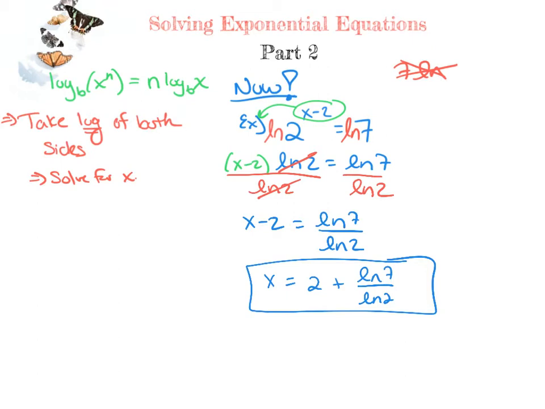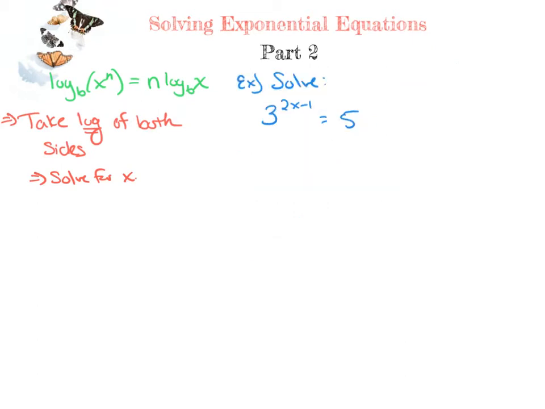All finished. Let's do a couple more examples. Let's solve 3 to the 2x minus 1 equals 5. Again, just like in the last one, there's no way I can write 3 and 5 with the same base, so I'm going to take any log I want of both sides. I'm going to go back and forth, and since I took ln of both sides last time, this time I'll take log base 10.